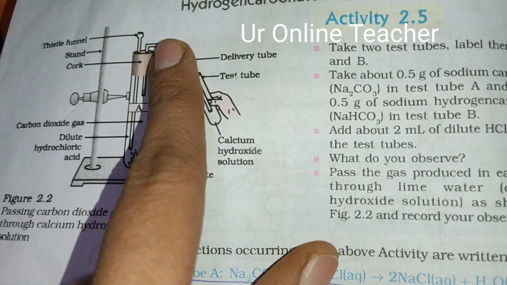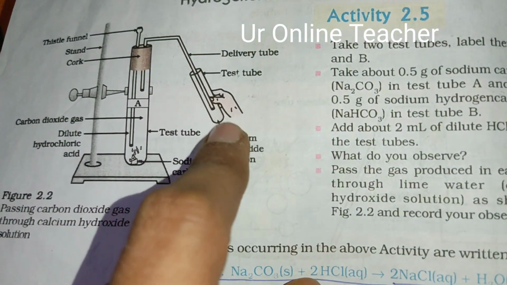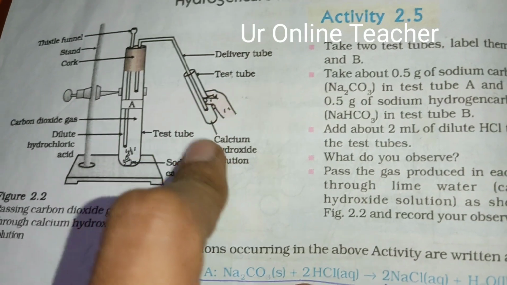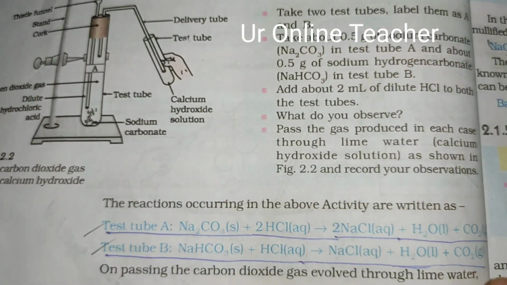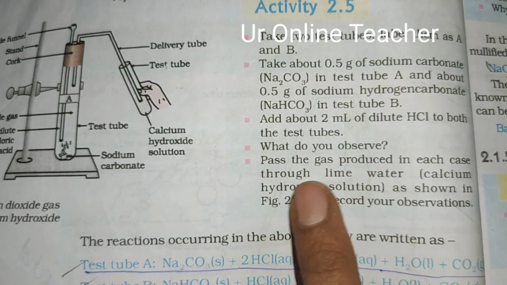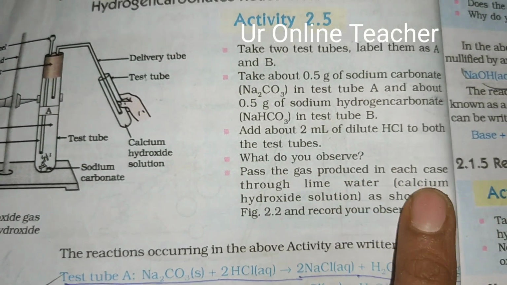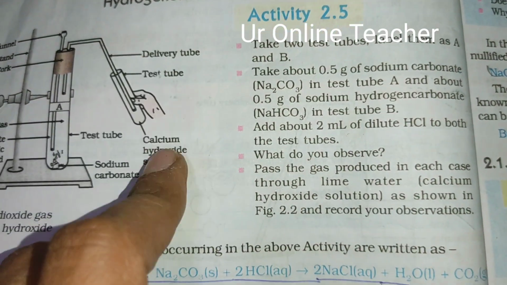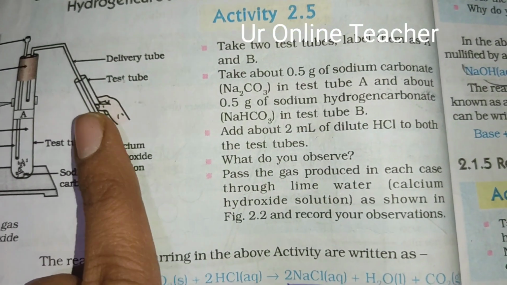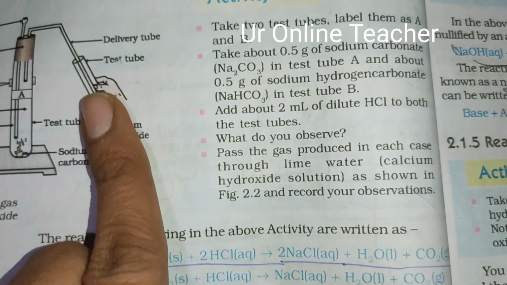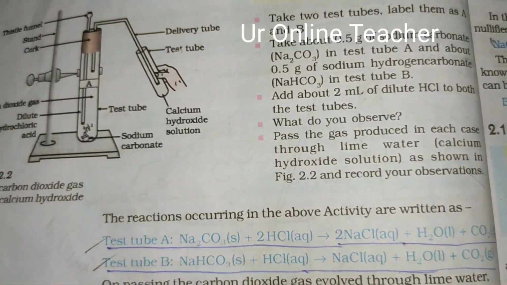We have to fix a delivery tube and it is to be filled in a test tube. After that, pass the gas that is produced in each case through lime water. So we have to pass this in the lime water, that is, calcium hydroxide solution. And we have to see what happens. Let's see.